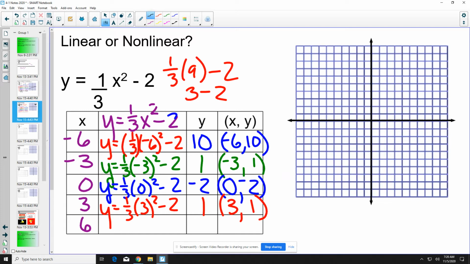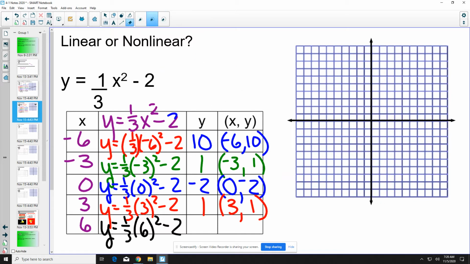All right, when I go to my last one, and please make sure you're writing this in your notes, you're going to take 6 and plug it in for x. So see how I have 6 squared there? Write this in your table. You're going to have 6 to the second. 6 to the second is 6 times 6, which is 36.